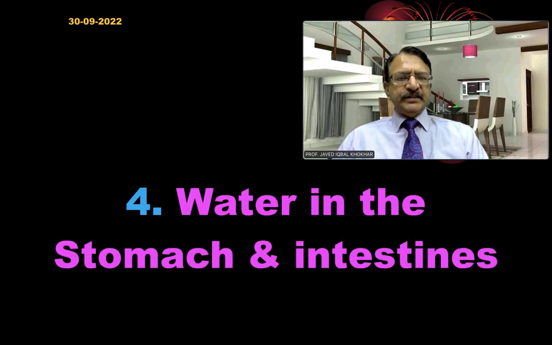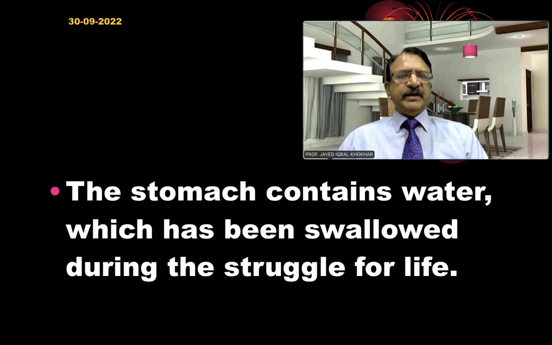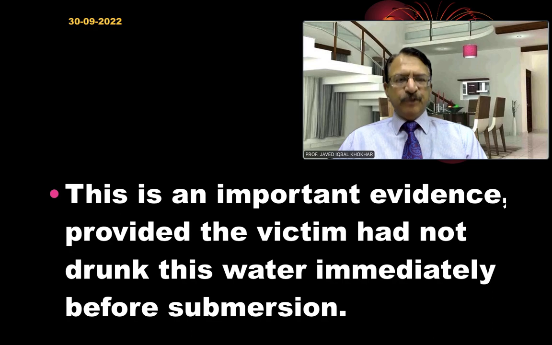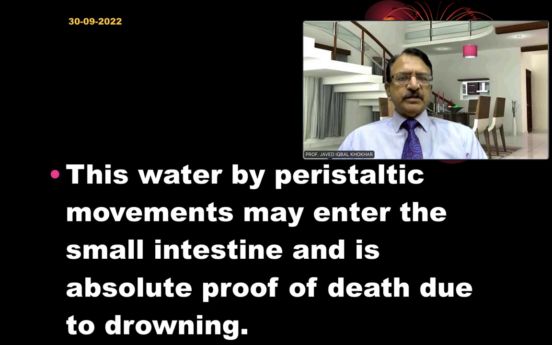Now, water in the stomach and intestine. The stomach contains water which has been swallowed during the struggle for life. And this may be salty or fresh, clean or dirty, whatever the medium is. And it may even contain algae, weeds, mud and sand. And this is important evidence provided the victim had not drunk this water immediately before drowning or submersion. This water, by peristaltic movement, may enter into the small intestine, and it is the absolute proof of death due to drowning.